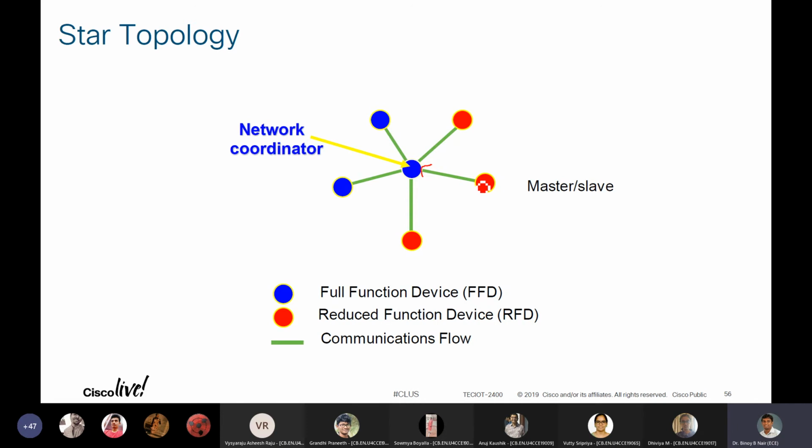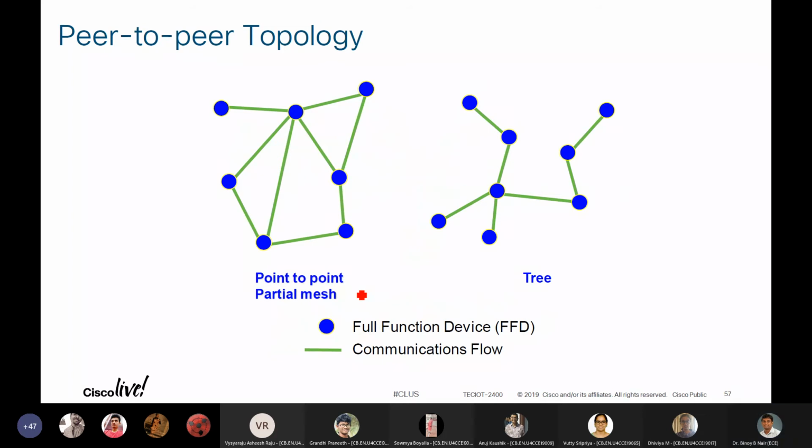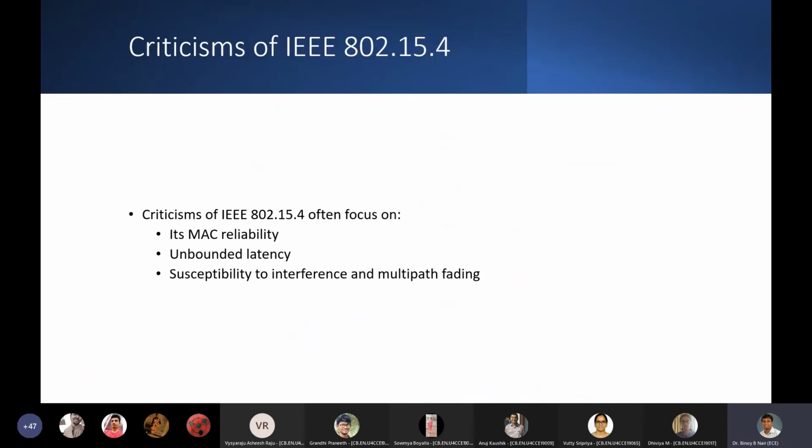A large amount of information will go from the reduced function devices, RFDs, to the FFDs, and there will be some very small instructions coming from here to this. For example, when the polling action happens, the full function device asks the RFD to send something, and only then will communication in this direction happen. Otherwise, there will be no communication. Only one-way communication will usually happen.